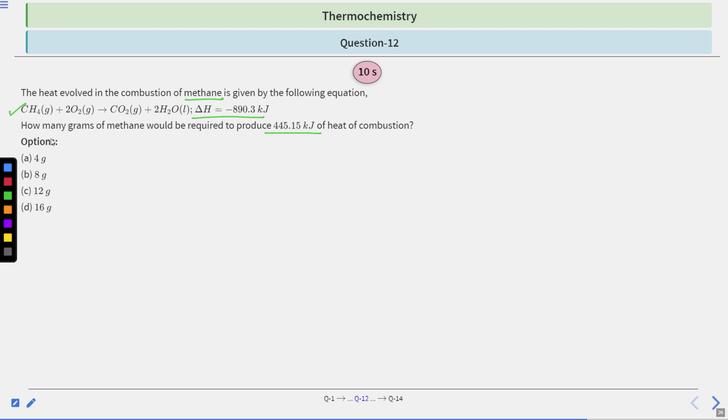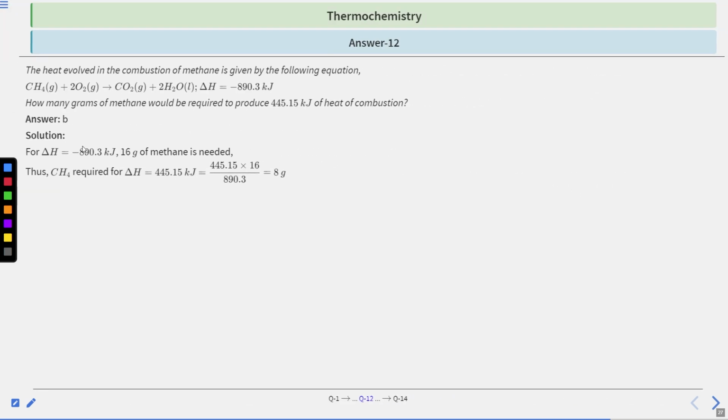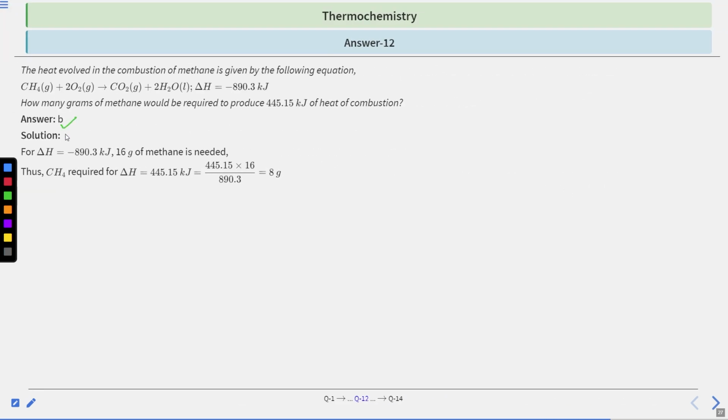So we have the options here in grams: 4 gram, 8 gram, 12 gram, or 16 gram. So you have 10 seconds to solve this question, analyze it, and after that we will see the answer. Okay, so the correct answer is option B.